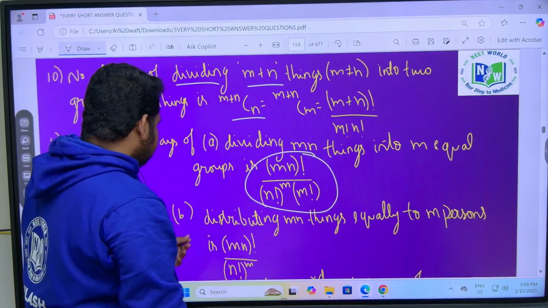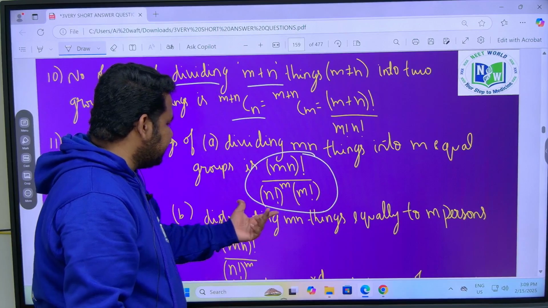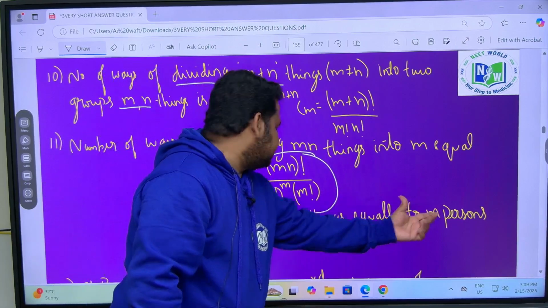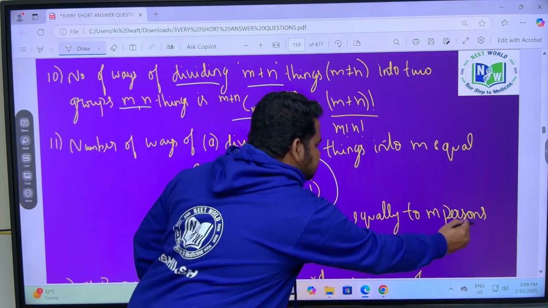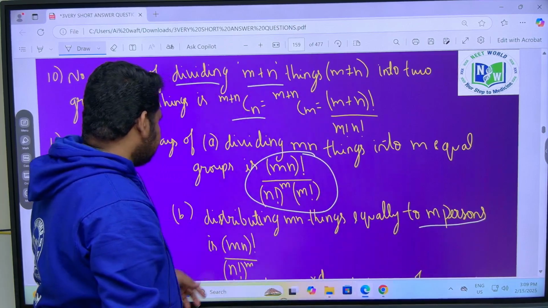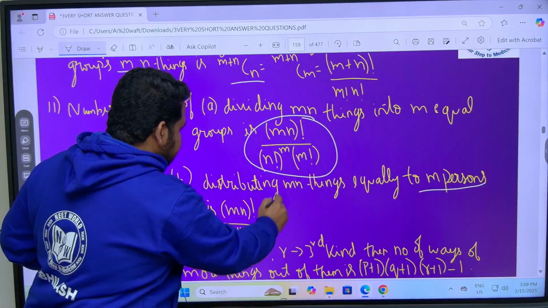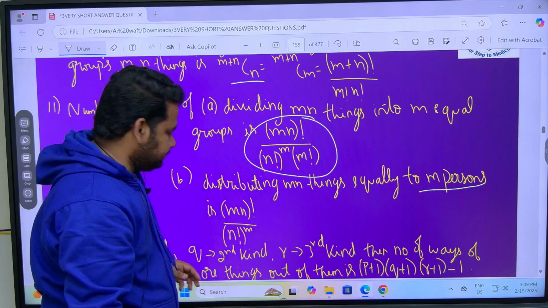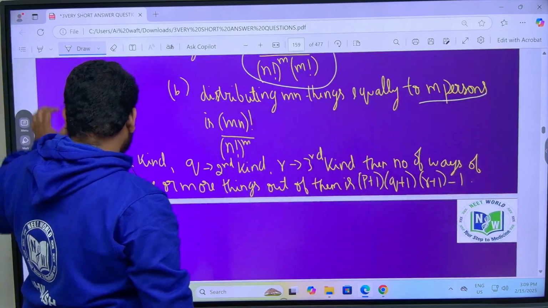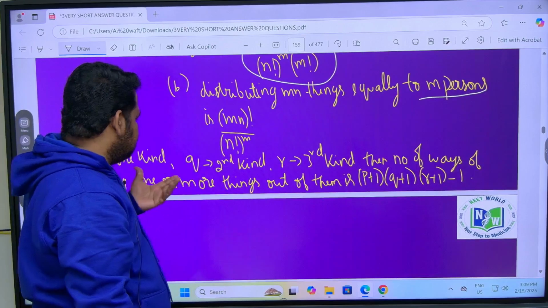Got it? Distributing mn things equally to m persons is given by (mn) factorial by (n factorial)^m. See, it is the same thing here, but here the m factorial will not be there. That's it.